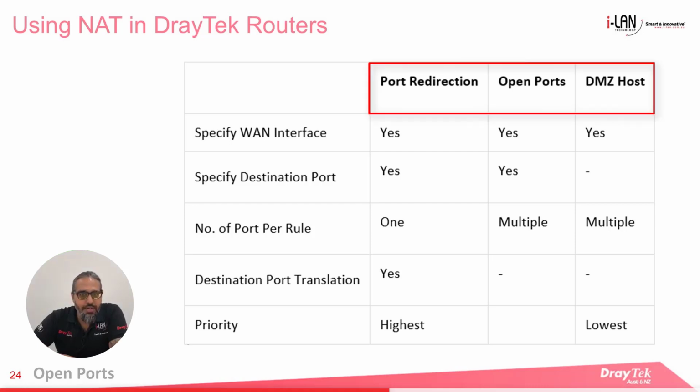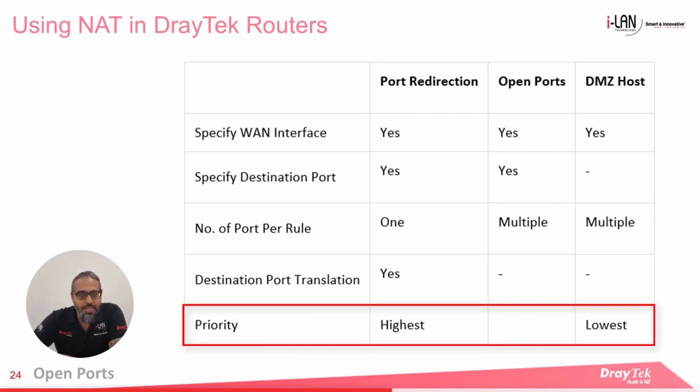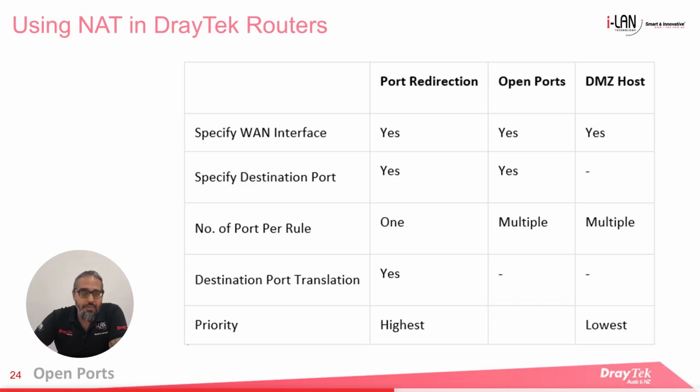These are port redirection, open ports, and DMZ host. Also note the priority level of each of these methods. For example, if an incoming packet's port number matches a rule in both port redirection and open ports, then the packet will be forwarded onto the LAN address as defined in port redirection.